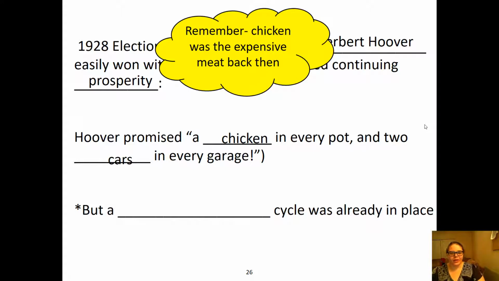Okay? But there is a depression cycle that's already in place. And Hoover takes a lot of flack for causing the depression. And he didn't really cause it. He didn't really stop it, but the depression cycle was already happening. And once you're in a depression cycle, if the government doesn't step in and stop one of those steps, it will just keep going and going and going.